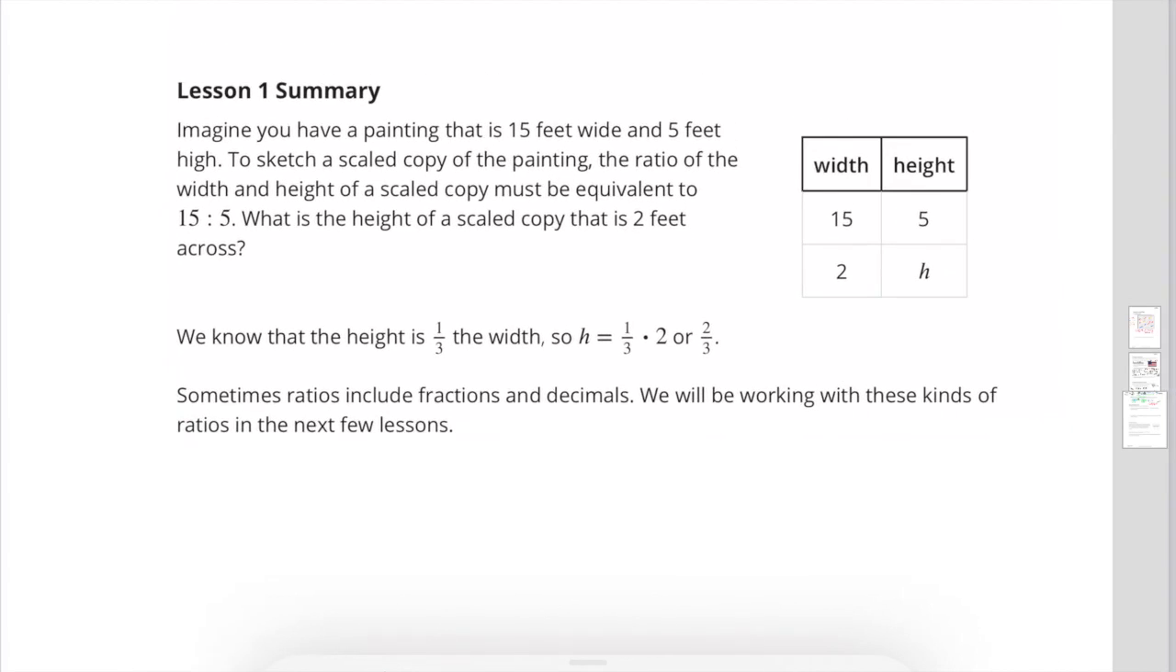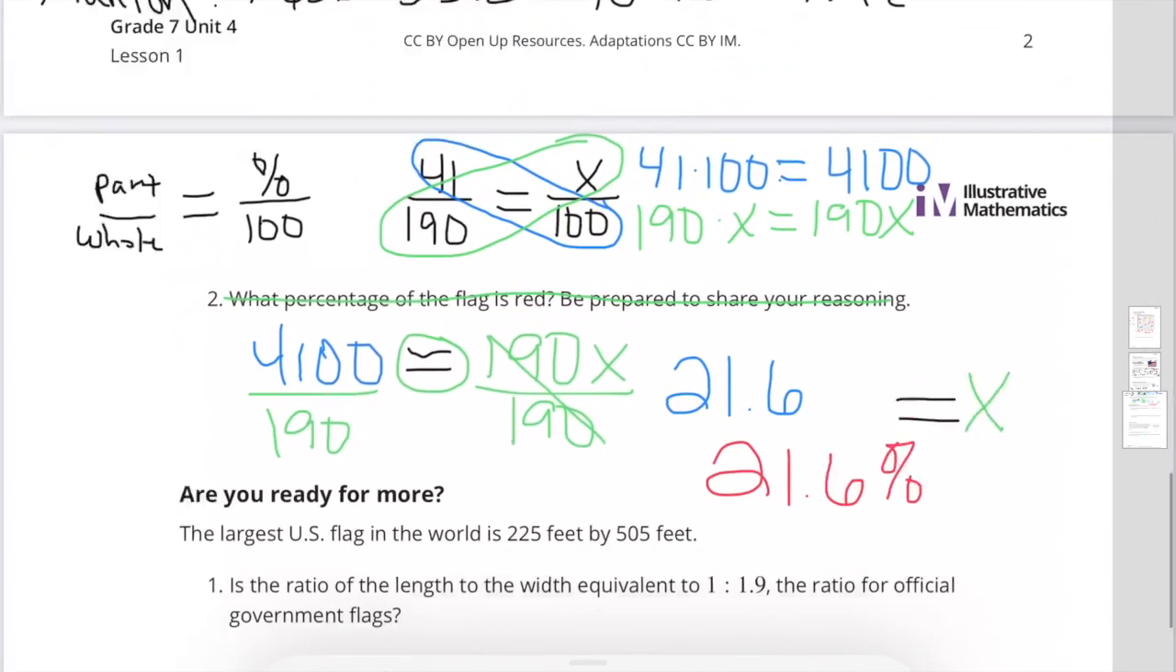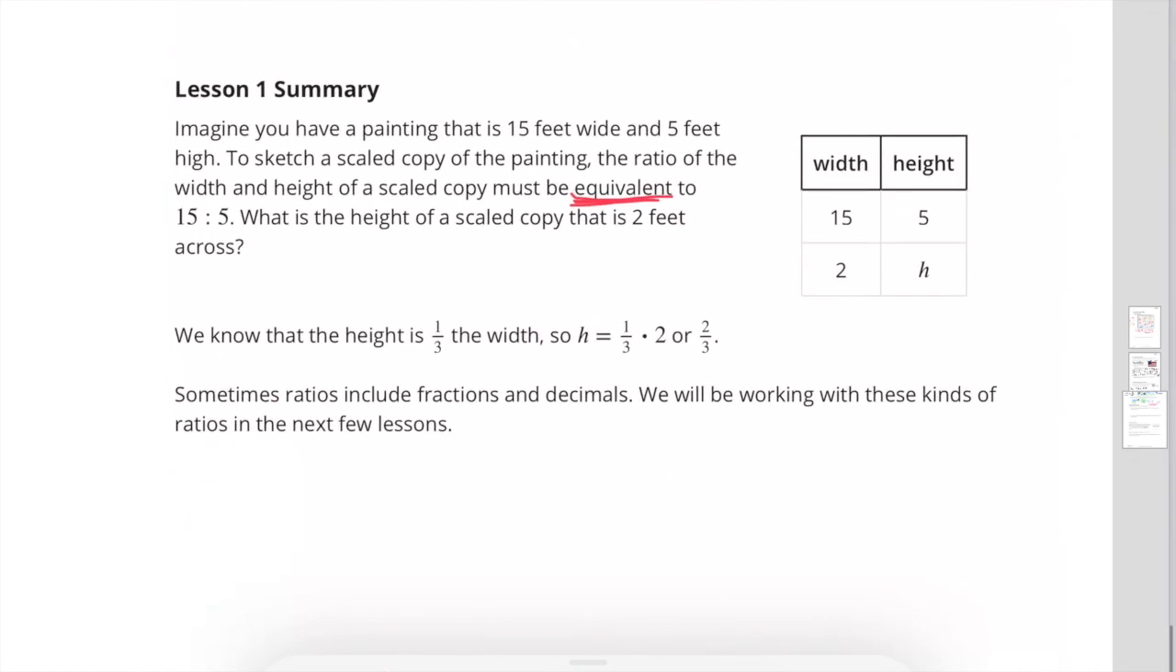Okay, so lesson 1 summary. So if you have a painting that is 15 feet wide and 5 feet high, to sketch a scaled copy of the painting, the ratio of the width to height has to be equivalent. So we're still working with equivalent stuff here. So you can set up proportions like I showed you here, or you can continue doing what we have done and make a table. So we know that the height was 5 and the width was 15, and we want the scaled copy to be 2 feet wide. So what would we have to do to determine the new height?